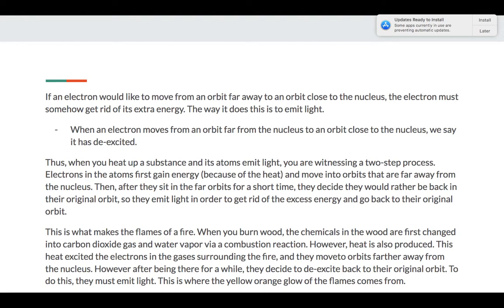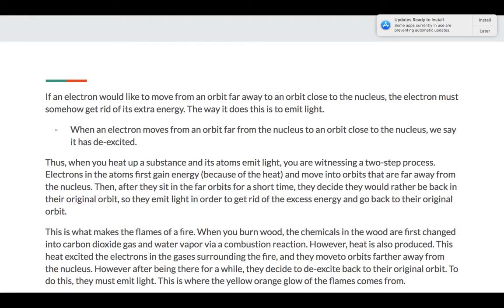Now, if an electron would like to move from an orbit far away to an orbit close to the nucleus, so it's going the opposite direction, it's going toward the nucleus, the electron must get rid of its extra energy. So how does it do that? It does that by emitting light. So when an electron moves from an orbit far from the nucleus to an orbit close to the nucleus, we say it has de-excited.